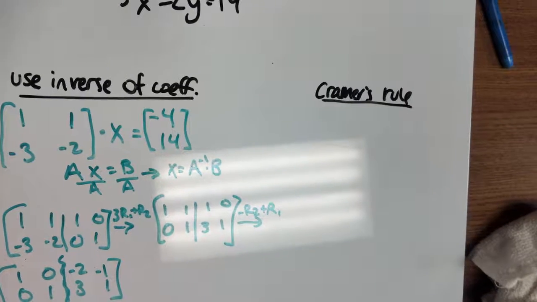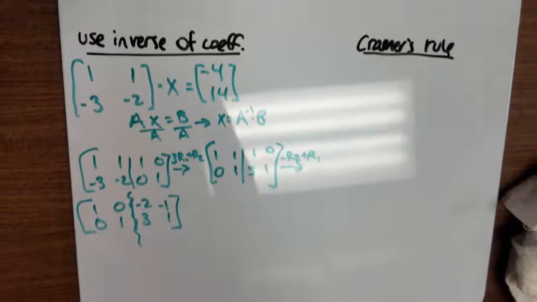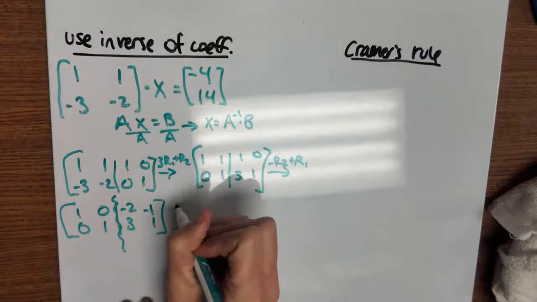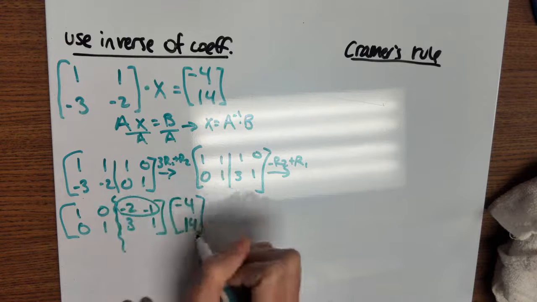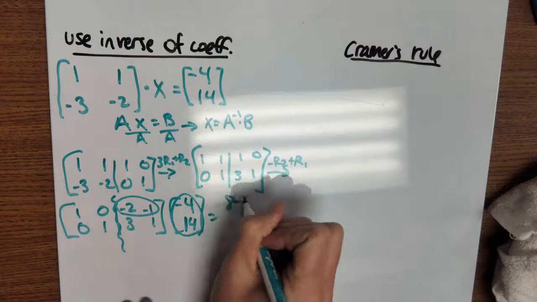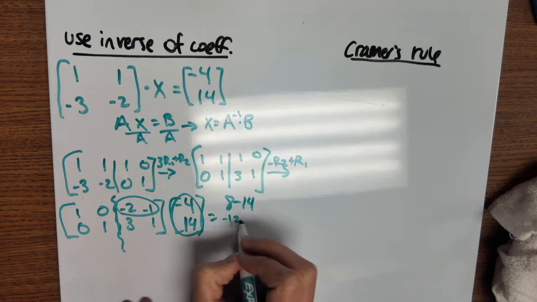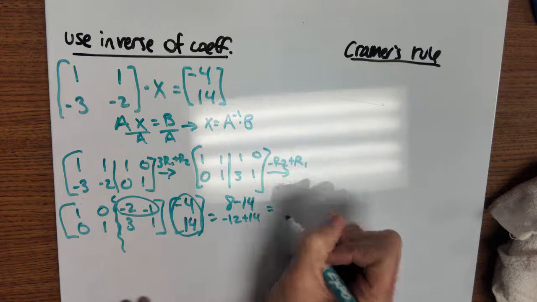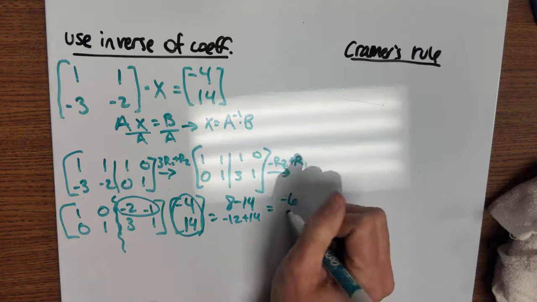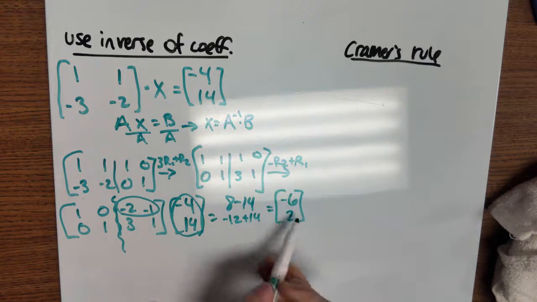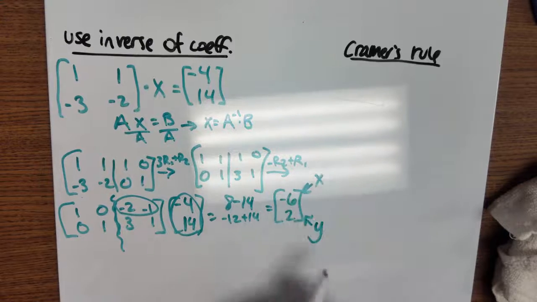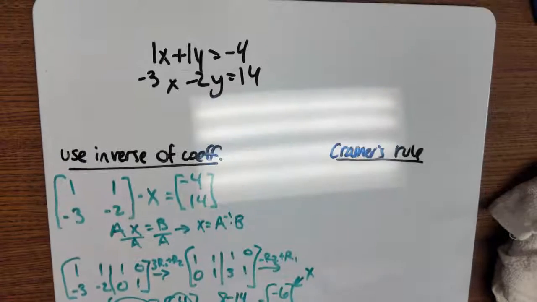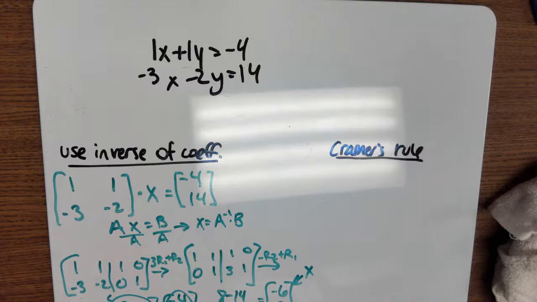And if I take my inverse, let's see if I can move this up, and I multiply it by the solution, so -4 and 14, we're going to go across by down. That gives me 8 minus 14, and then -12 plus 14. We end up getting -6 and 2, which in this equation we know -6 is my x, 2 is my y. There's the solution to that original system of equations. Now it's not the easiest, it's not the fastest, but it is another method that we can use.